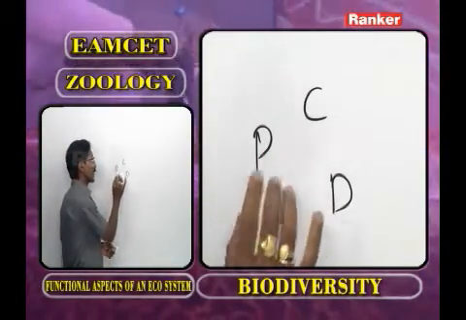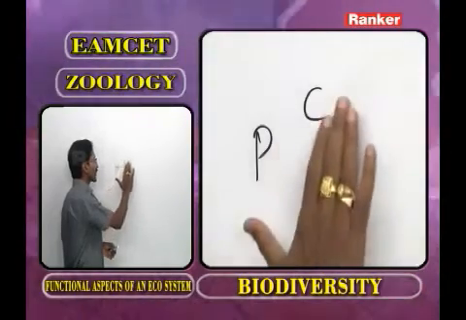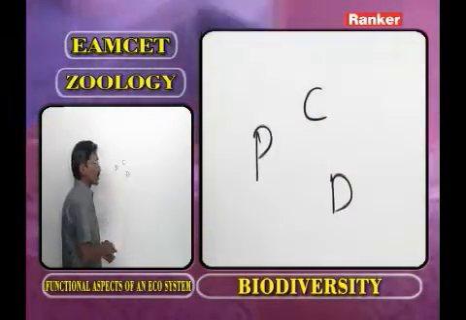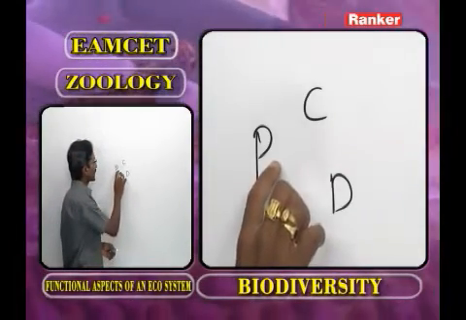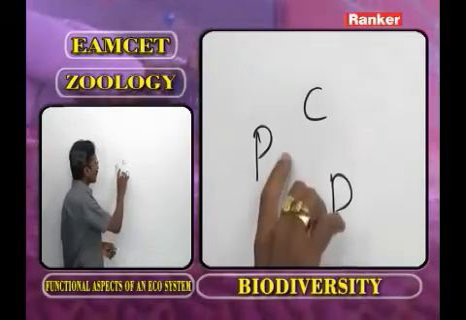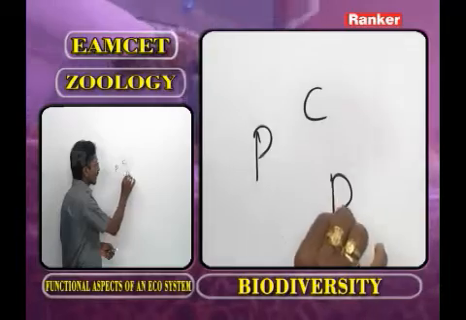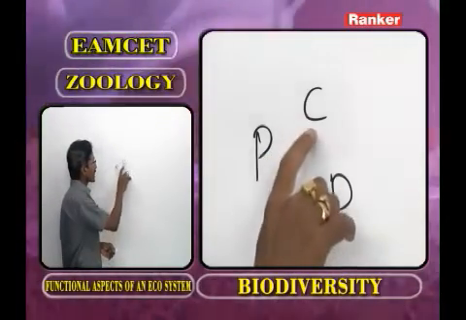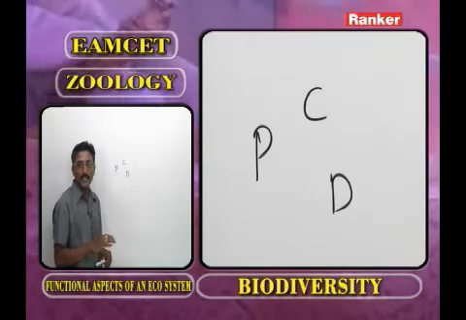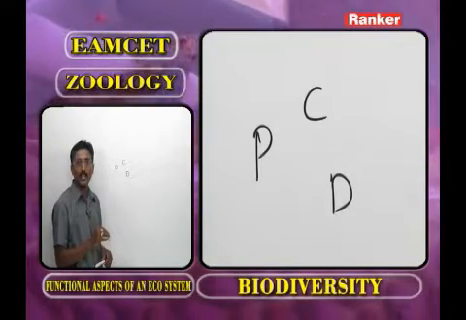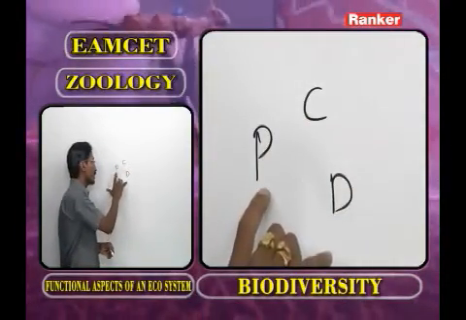The producers utilize some amount of food material for their own activity. The remaining is supplied to consumers. What are the consumers? The primary consumers, secondary consumers, and tertiary consumers. After the death of producers and consumers, their body will be decomposed by decomposers. The decomposers will bring decomposition. In the producers' and consumers' body, the complex organic materials are present. They are converted into simple inorganic nutrients. Again, the simple inorganic nutrients are utilized by producers.